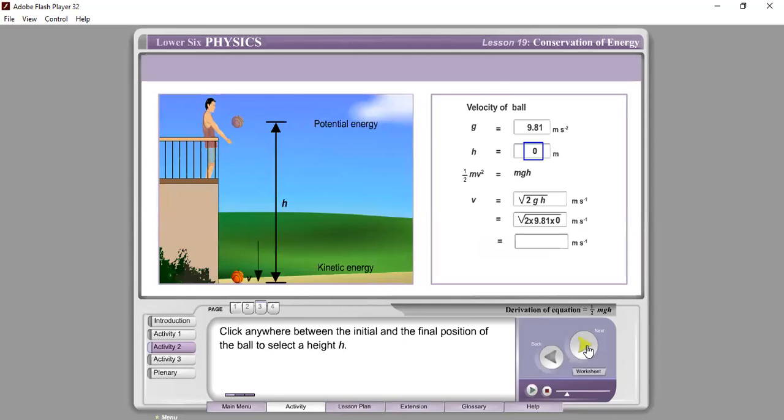Click anywhere between the initial and the final position of the ball to select a height h.